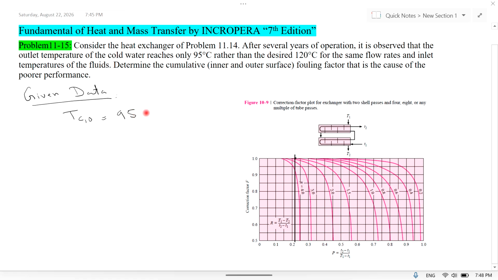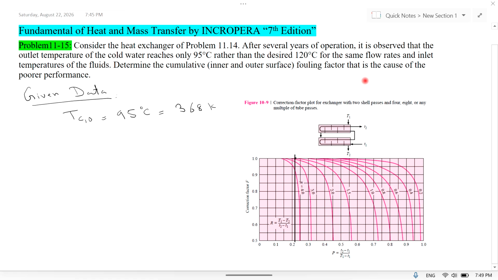The temperature of the cold water inlet is the same, but the temperature of the cold water outlet is 95 degrees centigrade, which is equal to 368 Kelvin. For the same flow rate and the same inlet temperatures, determine the cumulative inner and outer surface fouling factor that is the cause of the poorer performance.